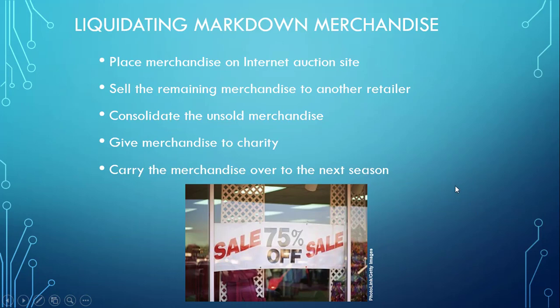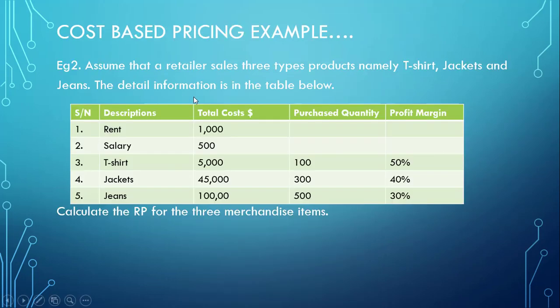So these are the basic options for you to get rid of your merchandise, meaning when they are obsolete or when they are uncompetitive products. So this is the second example for you to discuss, cost-based pricing.